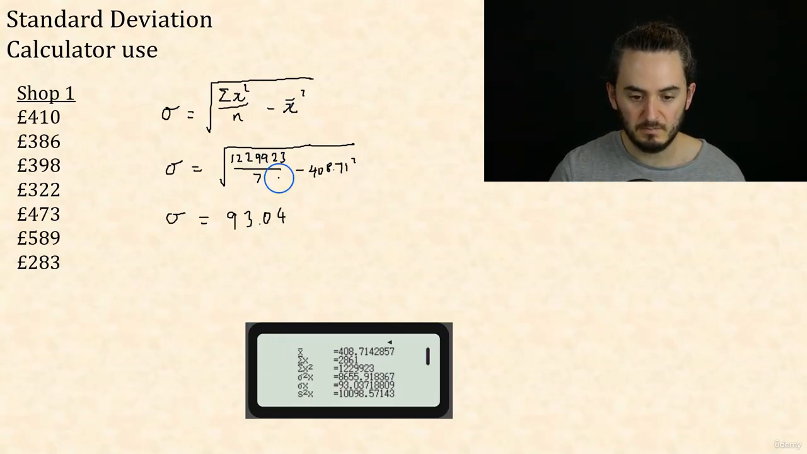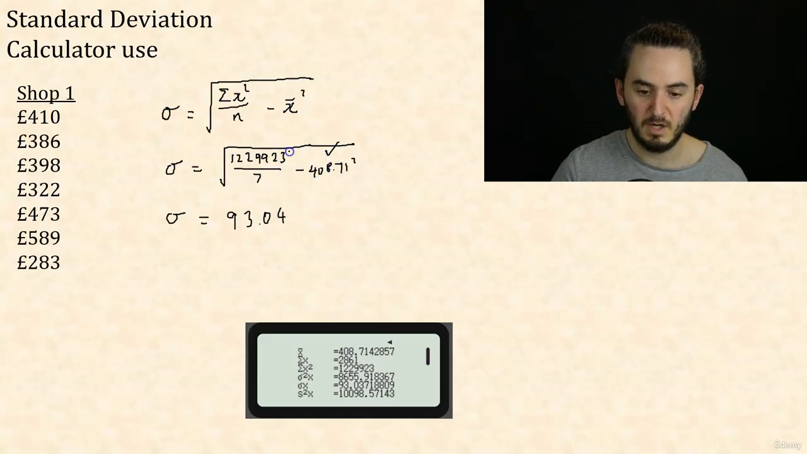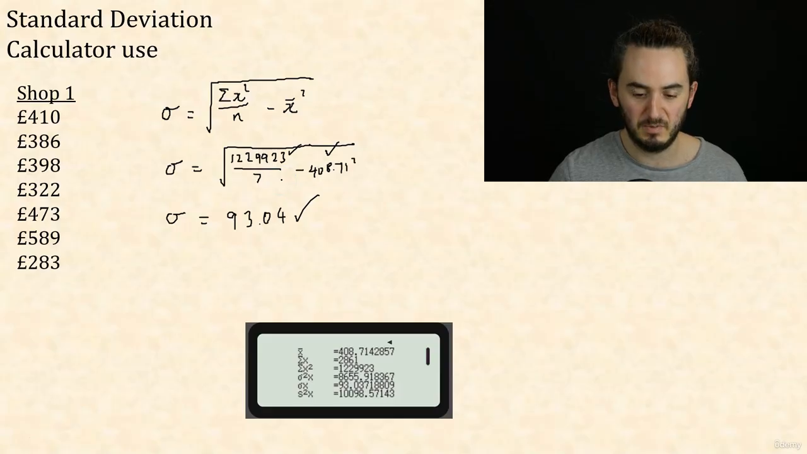The way they're going to mark this basically is they're going to give you a mark for correctly having the mean there. They're going to give you a mark for the correct sum of the squares, and then they're going to give you a mark for your final answer. So don't skip out that step. But as you can see, using the calculator is so much faster than doing it by hand. So I do encourage you to do that whenever you can.